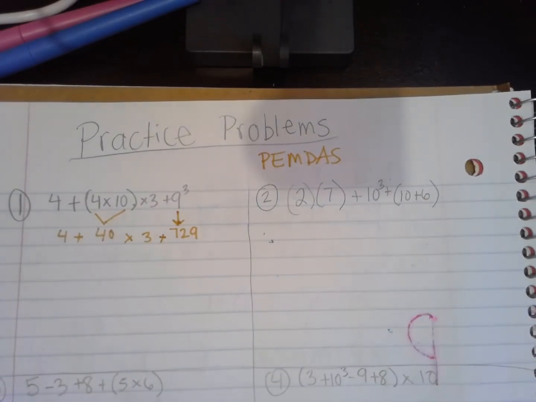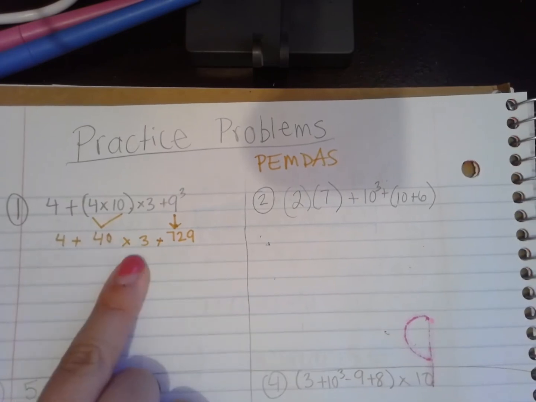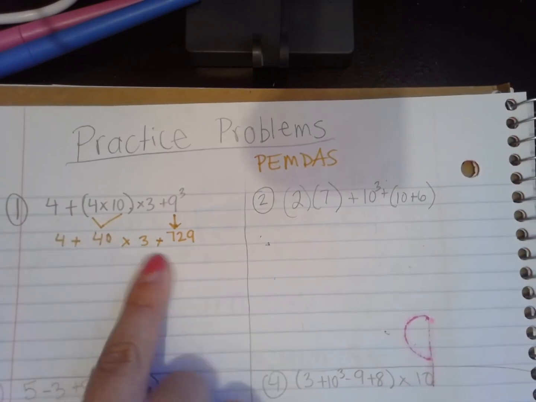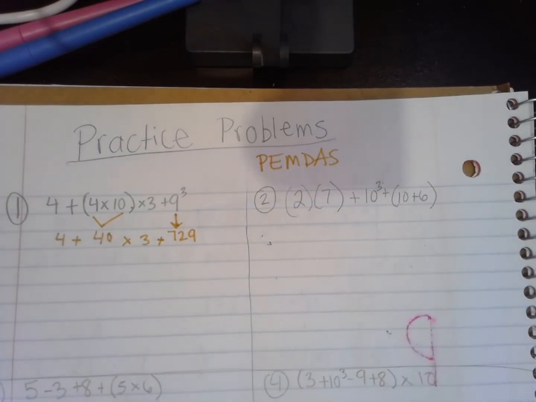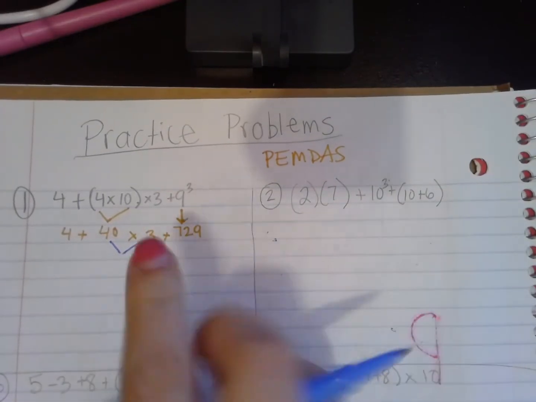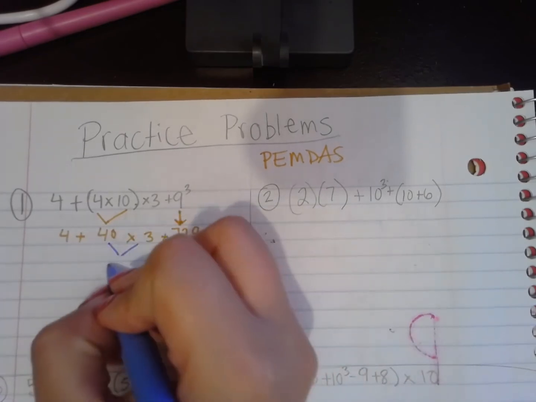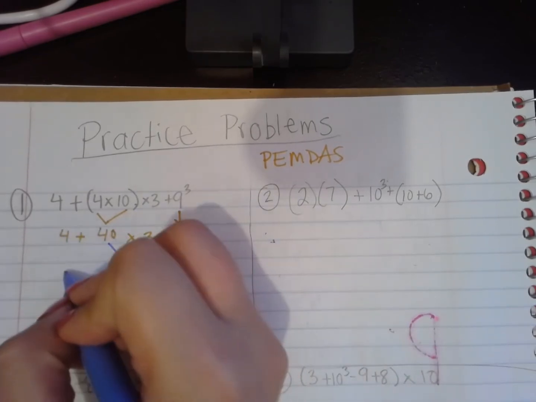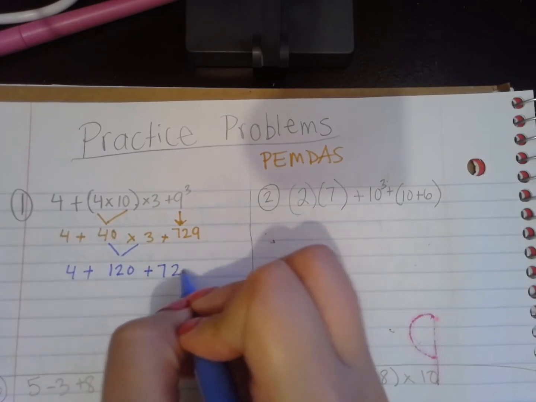Cool. So now taking a look at this, the only other operation, so I have an addition, a multiplication, and an addition. According to this, I have to do multiplication before addition. So I'm going to take another color just so you guys can see. I need to multiply this out. 40 times 3, that's going to give me 120. So bring everything else down. 4 plus 120 plus 729.